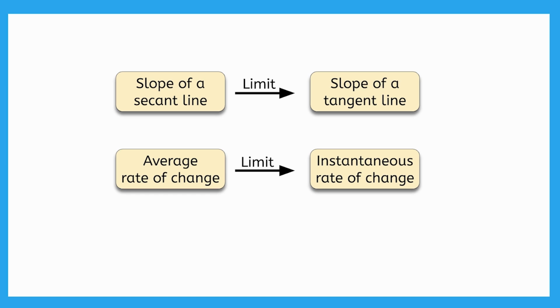Take the average rate of change between 2 points along a curve, then find the limit as one point approaches the other, and you can find how quickly the value was changing at that one specific point.